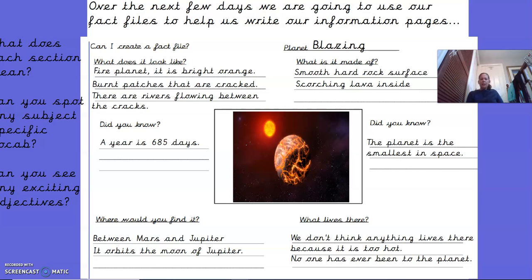Over the next few days, we're going to use this fact file to help us write our amazing information pages. So we had a sheet like this that we did before half term. This is mine for Planet Blazing, if you remember that. So what does it look like? Fire planet, it is bright orange, burnt patches that are cracked. There are rivers flowing between the cracks. Remember we talked about when we were writing our fact file like this, we didn't need to write in sentences. We just wrote the main points down. And now we're going to use this to put it into information sentences.